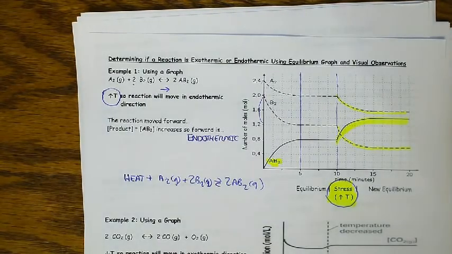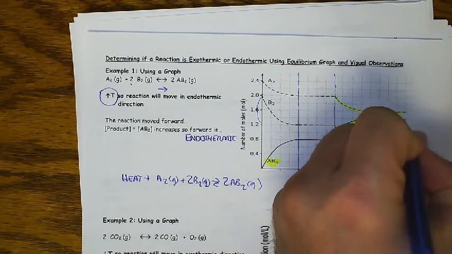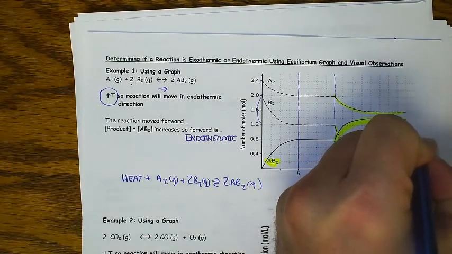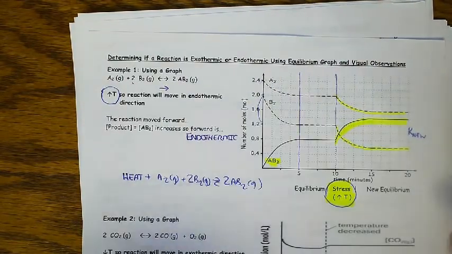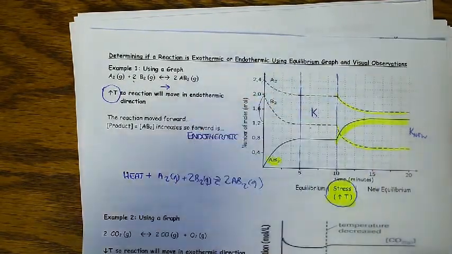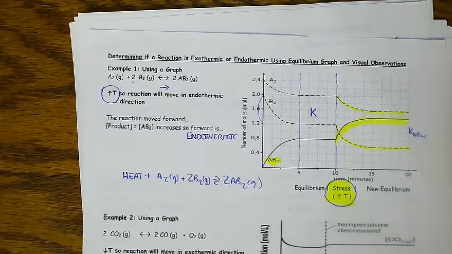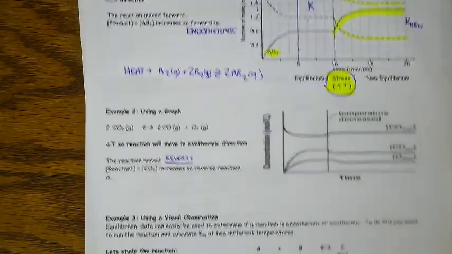Okay. And notice in this case the new value of K, or K new, is probably going to be larger than the original K value, because we have more product and less reactant. So it's definitely shifted in the product's favor.